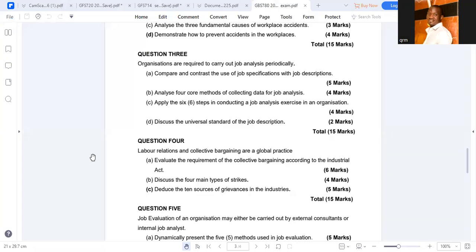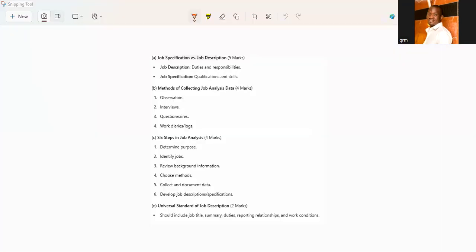Then let's look at the core methods of collecting data for job analysis. What are the methods of collecting data for job analysis? We have observations, interviews, questionnaires, and work diaries. So what is involved in observations?